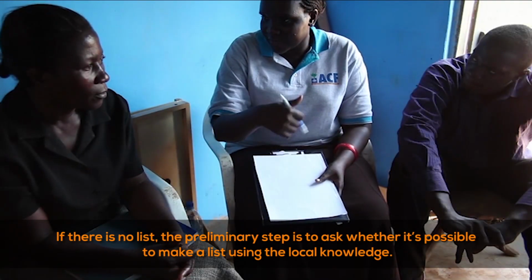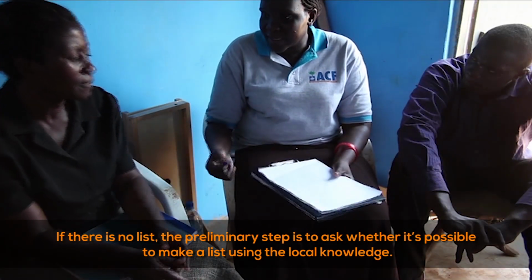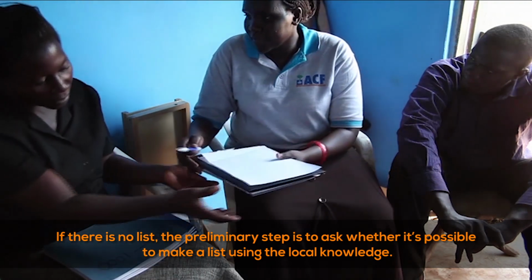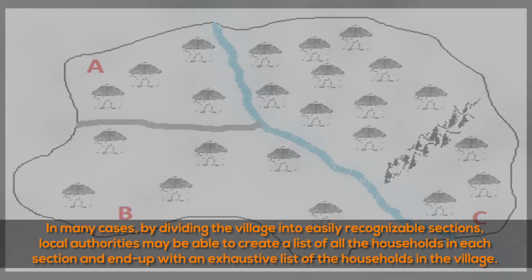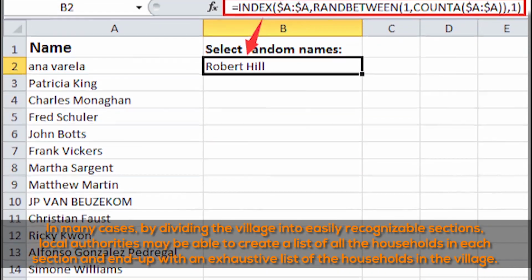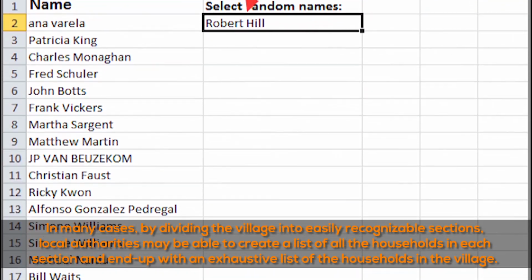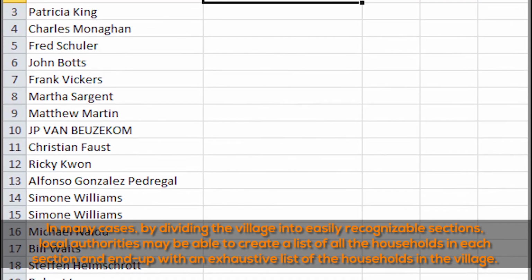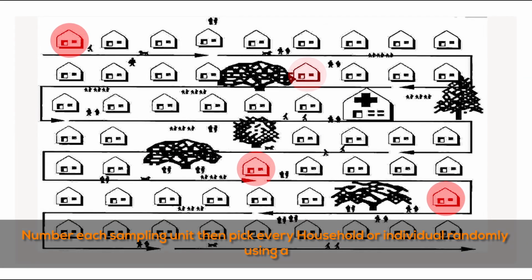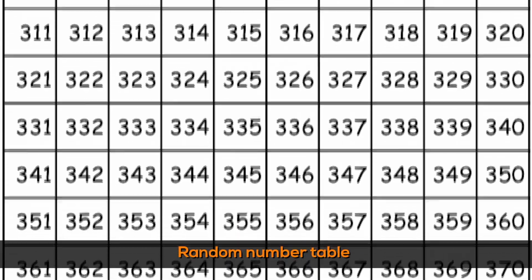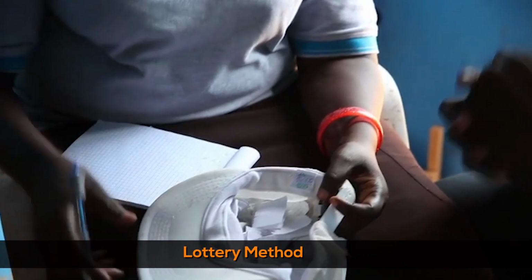If there is no list, the preliminary step is to ask whether it's possible to make a list using the local knowledge. In many cases, by dividing the village into easily recognizable sections, local authorities may be able to create a list of all the households in each section and end up with an exhaustive list of the households in the village. Number each sampling unit, then pick every household or individual randomly using a random number table or via smart software, lottery method, and mobile applications.